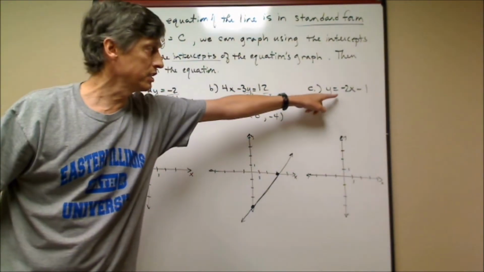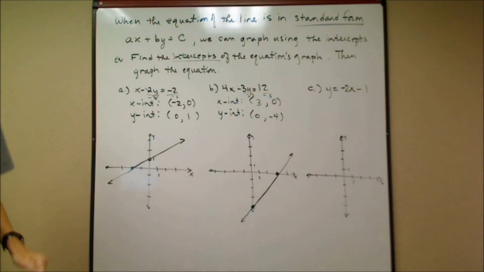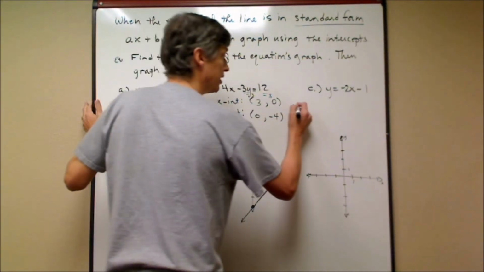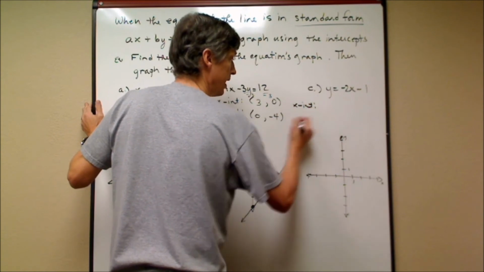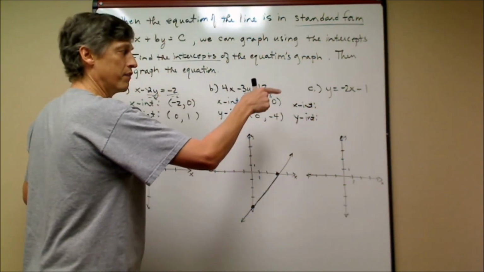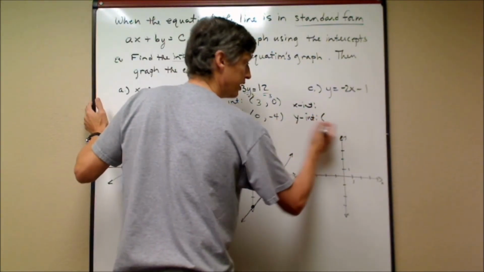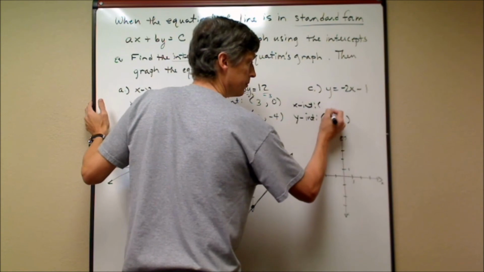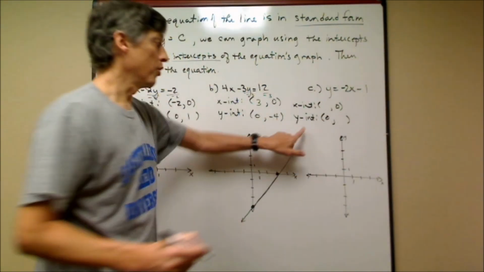This one is not in standard form. This is in function form. The y is all by itself, so I'll have to be a little more careful to find the x-intercept and to find the y-intercept. Well, out of the 2, you'll find when it's in function form, it's very simple to find the y-intercept. Remember, that's when the x is 0. I'm going to do the y-intercept first.